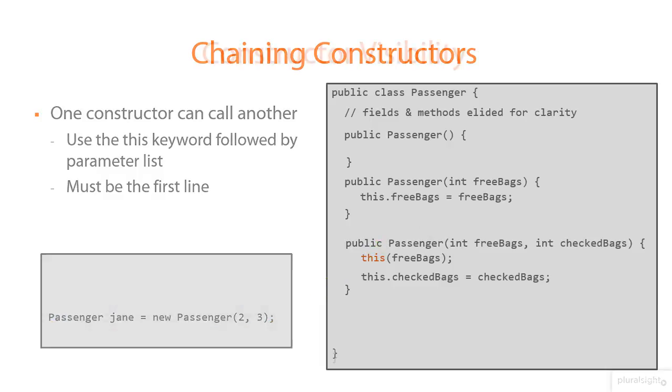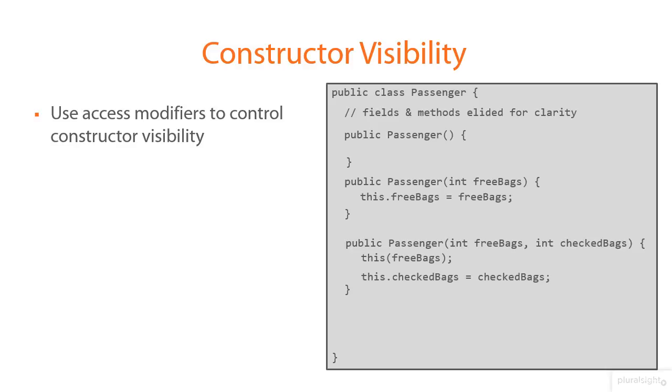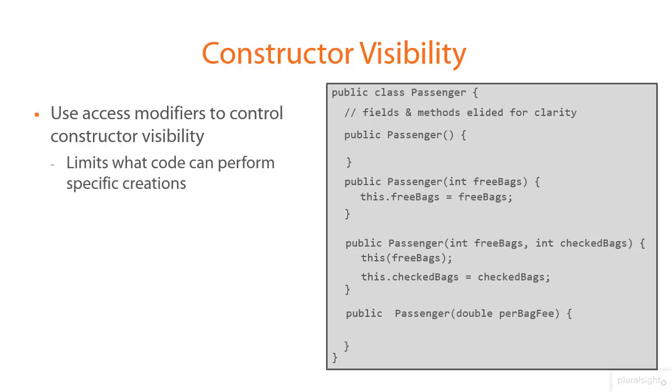With multiple constructors, we may want to start thinking about the visibility of our constructors. Because just like any other members, with constructors, we can use access modifiers to control the visibility of those constructors. What that allows us to do is limit what code can perform specific creations. All right, let's think about an example here. Let's say that we introduce a constructor that allows us to identify the per bag fee for a passenger. Of course, all that does inside is assign whatever that parameter is into our per bag fee field.